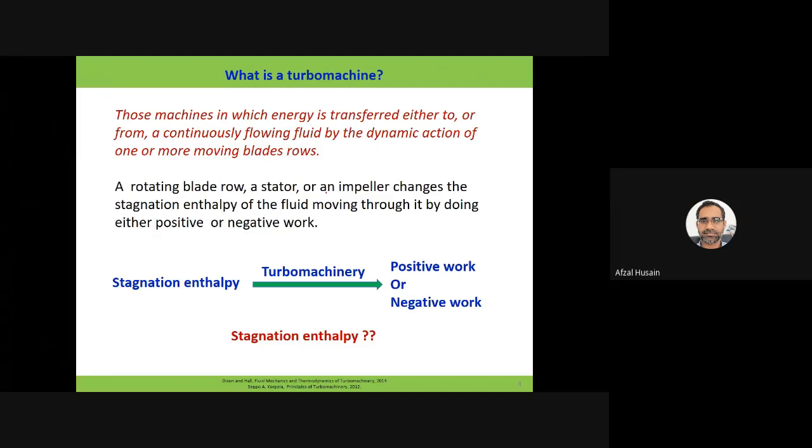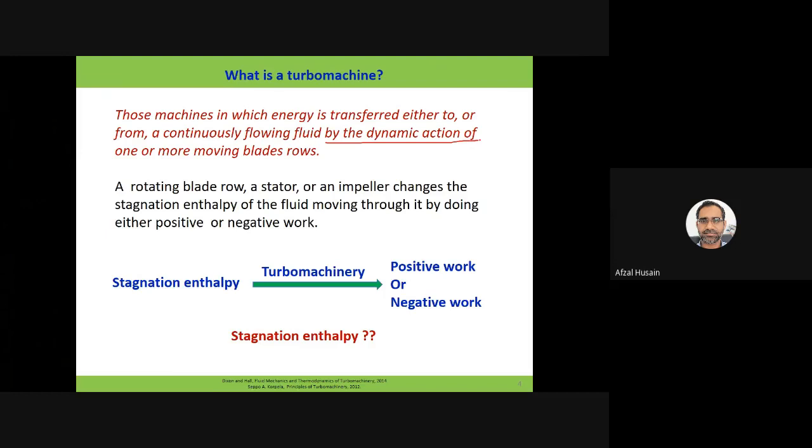Okay, so what is a turbomachine? Those machines in which energy is transferred either to or from a continuously flowing fluid. So basically there is a continuous fluid that enters the machine, and the interaction may be of two types. Either the fluid is transferring energy to the machine or the machine is transferring energy to the fluid. When the machine is transferring energy to the fluid, it comes in the category of pump. And when the fluid is transferring energy to the machine, it comes in the category of turbines.